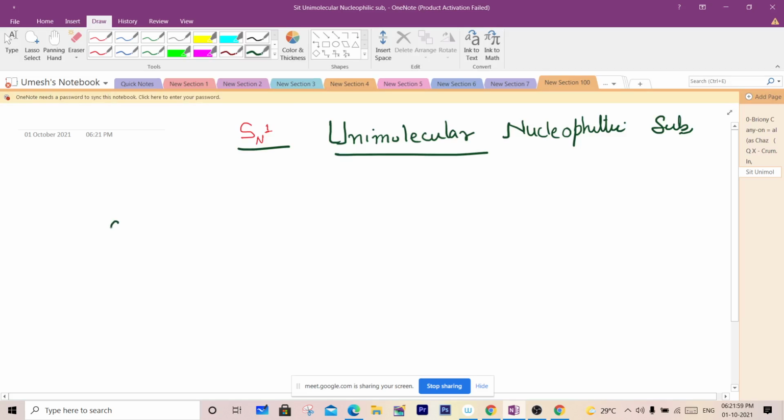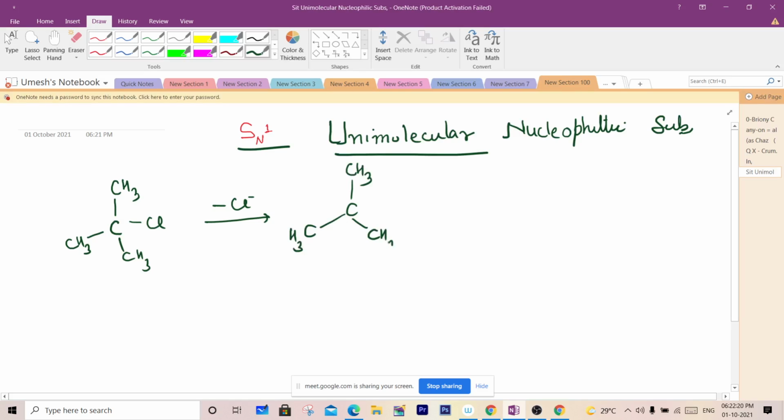Under what conditions? This is a 3-degree haloalkane, a tertiary haloalkane. The first step is removal of the Cl negative from here and formation of a carbocation. The carbon carrying the positive charge is sp2 hybridized. I'm talking about this carbon atom, the carbon which carries the positive charge. And so the geometry of the compound is trigonal planar.